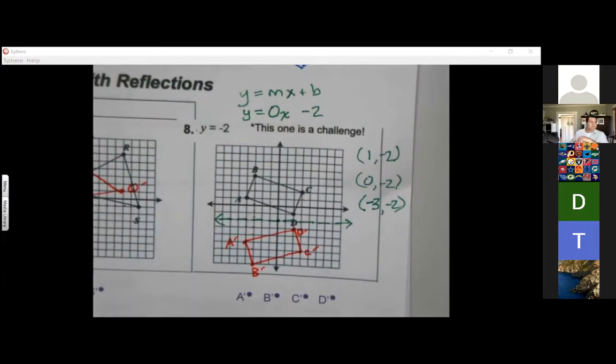Any questions? How did you know how to go like how many whatever boxes down? I'm really confused on that. Okay.